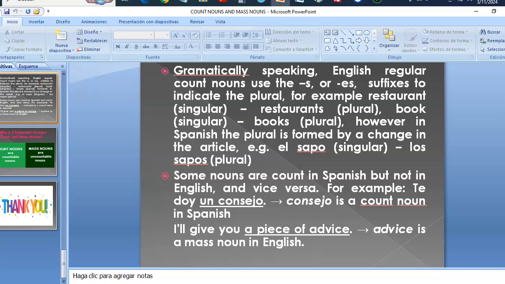Finally, when it comes to nouns that are considered countable in Spanish, they could be considered mass in English and vice versa. And here are 2 examples. "Te doy un consejo" and "I will give you a piece of advice." 2 sentences that mean the same because they are equivalents. In the first one, te doy un consejo, consejo acts as a countable noun in Spanish, whereas in the second one, "I'll give you a piece of advice," advice is a mass noun in English.